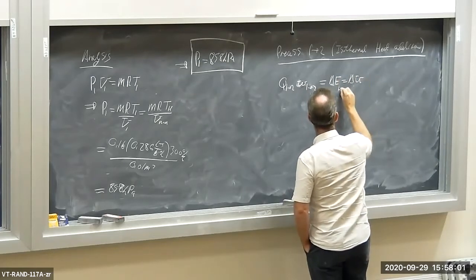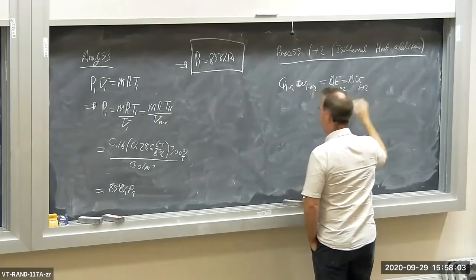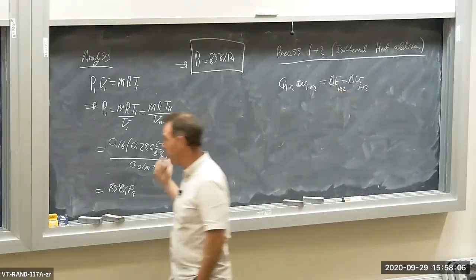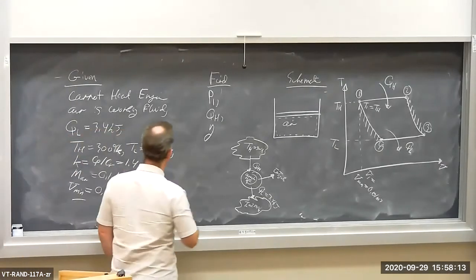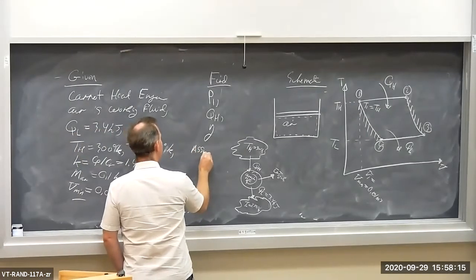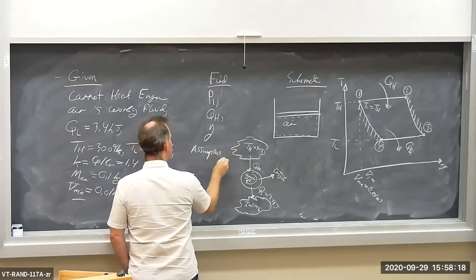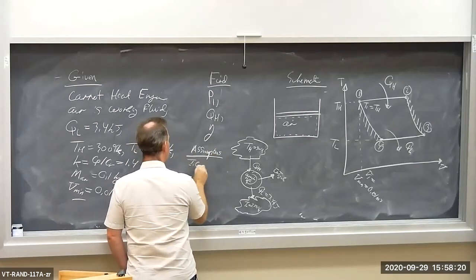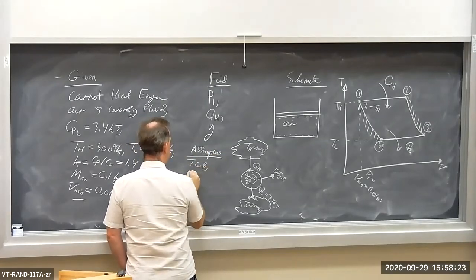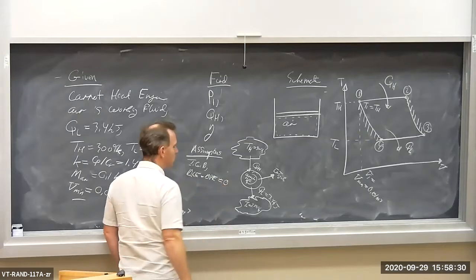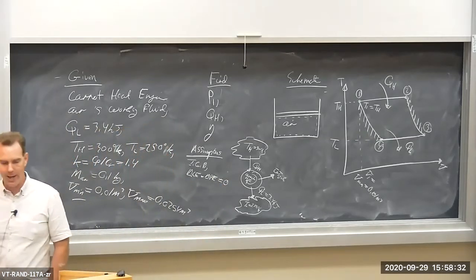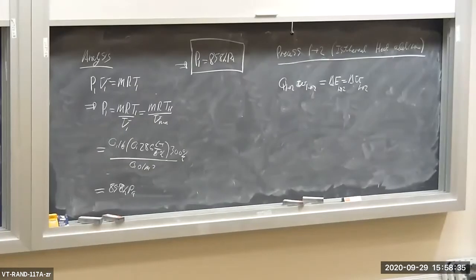Actually, I need to start doing some assumptions here. I was going to assume IGB, and also from that equation, I'm going to assume negligible changes in kinetic and potential energy. Let's do that right now. Assumptions: IGB, and delta KE equals delta PE equals 0. No changes in kinetic and potential energy for any of the calculations over any of the processes, okay?